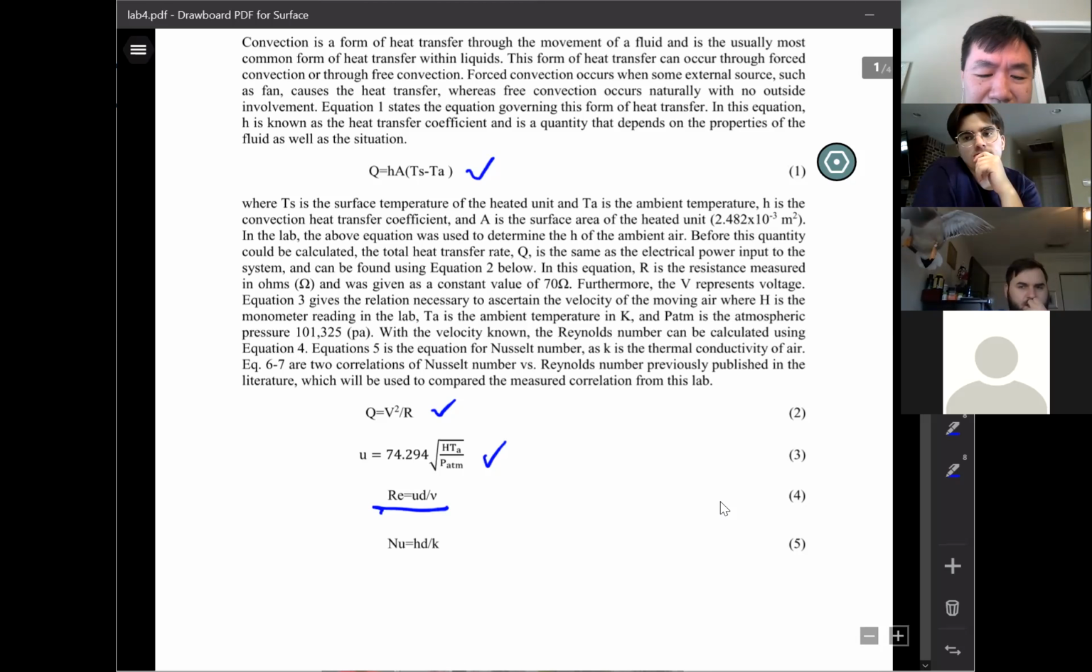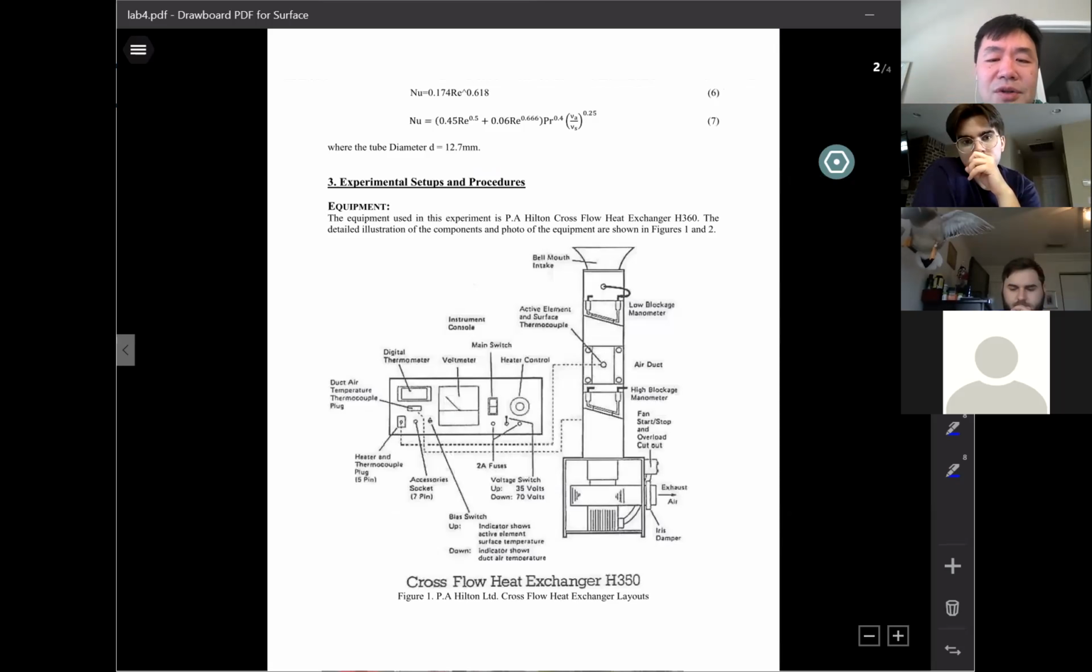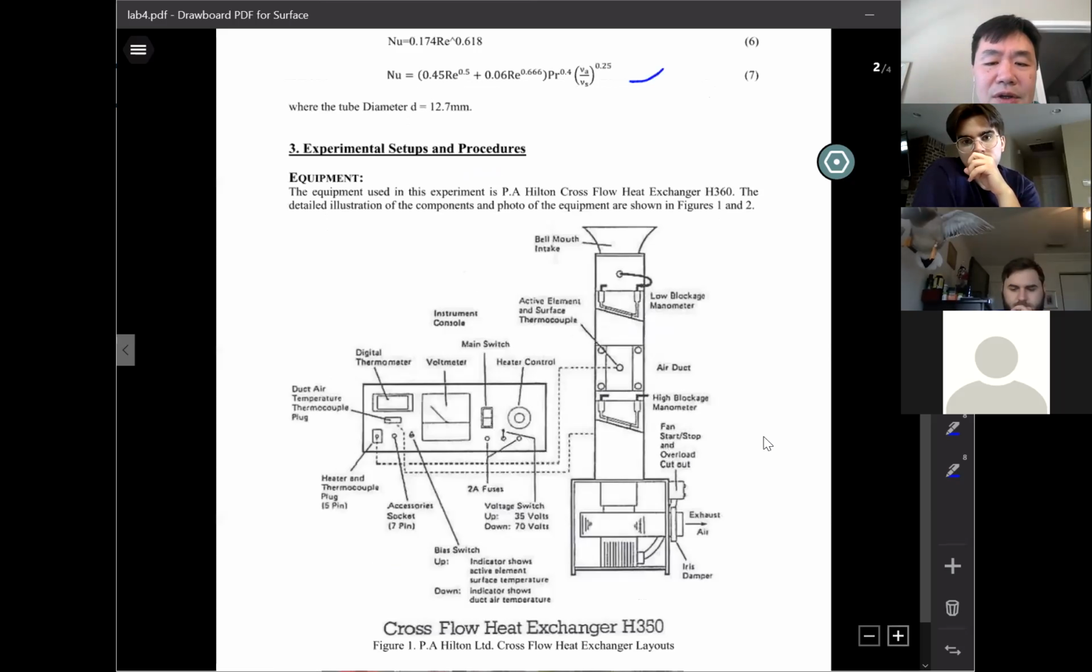So the Nusselt number is from H times diameter divided by K, K of the air. That's the Nusselt number. So then you should be able to create Nusselt number versus Reynolds number. Then there are 2 correlations I give you on the next page, 1 and 2. I can show it bigger.